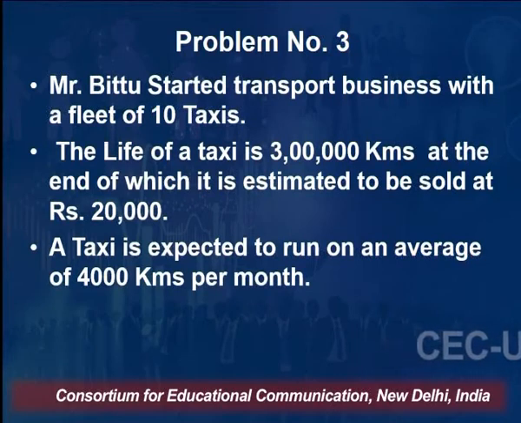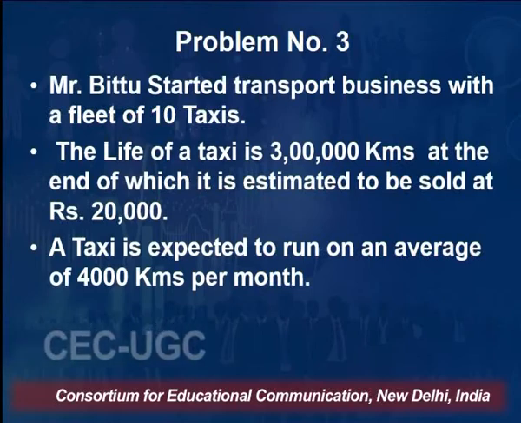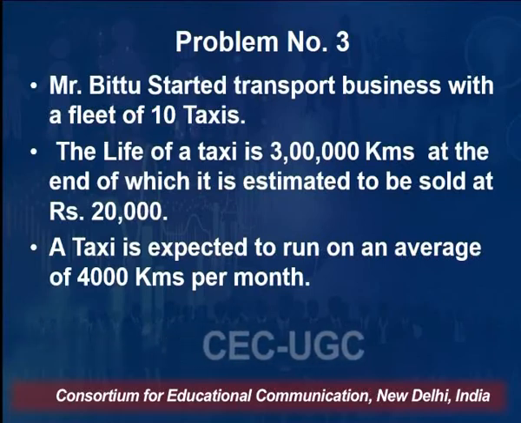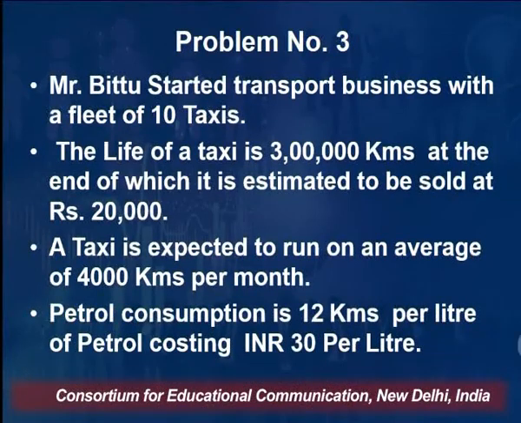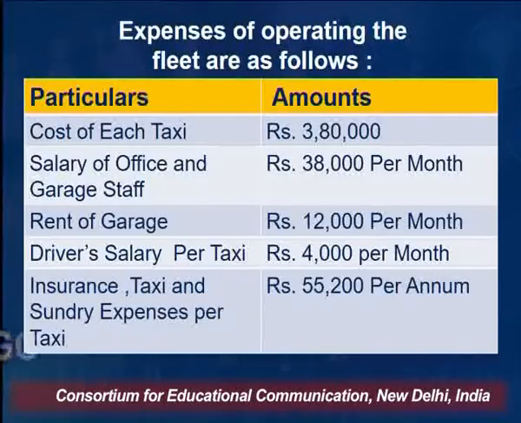A taxi is expected to run on an average of 4,000 kilometers per month. This is reported by the transporter, that my taxi is supposed to run on an average of 4,000 kilometers per month. Petrol consumption is 12 kilometers per liter of petrol, costing rupees 30 per liter. So mind here, the rate is not updated. Rate is not the recent rate. It is basically just to make you understand how to do the calculation. So petrol consumption is 12 kilometers per liter of petrol, costing rupees 30 per liter.